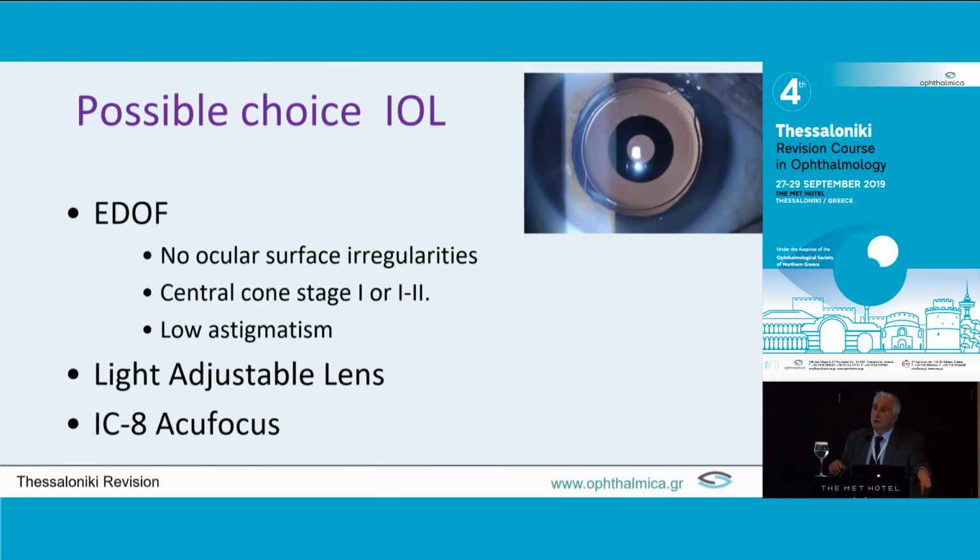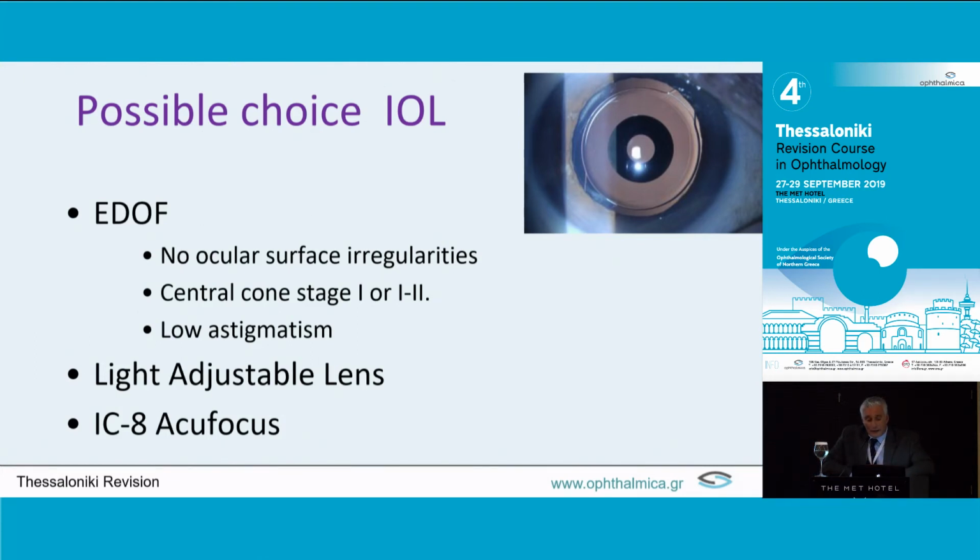What else? You may consider LAL in these cases. LAL are the light adjustable lenses. What do you do with those? You implant it, and then you have a chance to rectify and reduce the amount of astigmatism every 10 days just by applying light and changing the shape of the lens. I think it's a very, very interesting option. It's a very expensive lens, but I think for these special cases it might work.